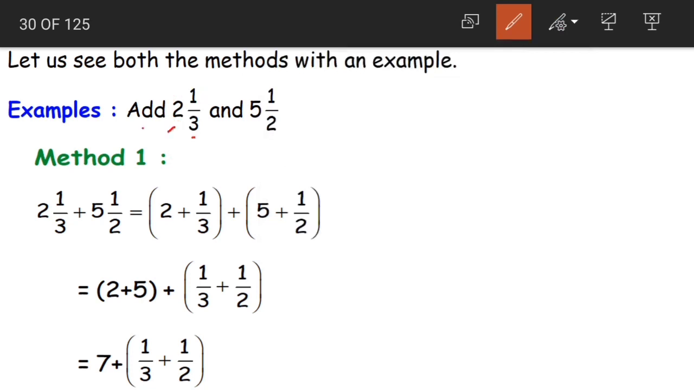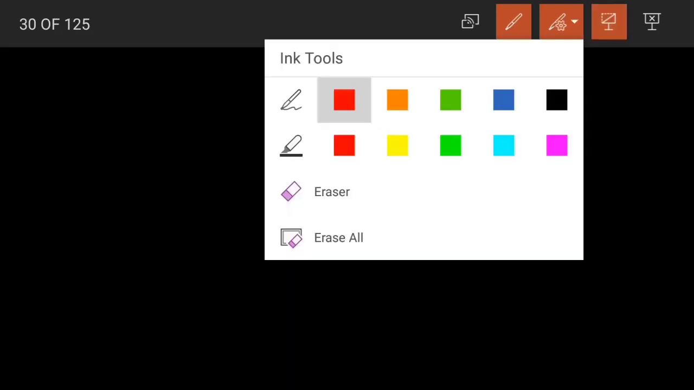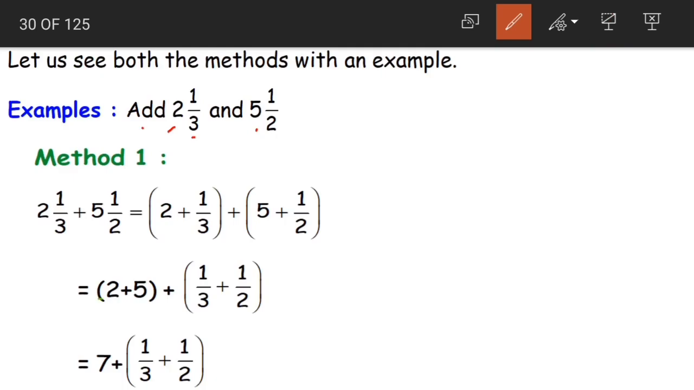Now what will be method 2? We are adding them, right? 2 1 by 3, 5 1 by 2. Let me write here. 2 1 by 3 plus 5 1 by 2. We are adding the two mixed fractions together. Now one way to add them would be, we are having whole number parts, right, children? See, we can add the whole number parts together. 2 1 by 3 is nothing but 2 plus 1 by 3. 5 1 by 2 is nothing but 5 plus 1 by 2.